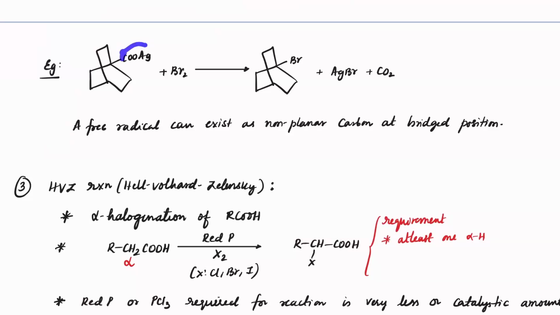If you have the silver salt of this carboxylate and you treat it with Br2, since it is a radical mechanism, even at the bridge position the reaction will be successful. If there were a positive charge here, that would mean carbocation formation, and a carbocation is not very stable at a bridge position. That's why in an SN1 type of reaction, this reaction won't happen. But since it is a radical, the reaction can still take place on a non-planar carbon also.